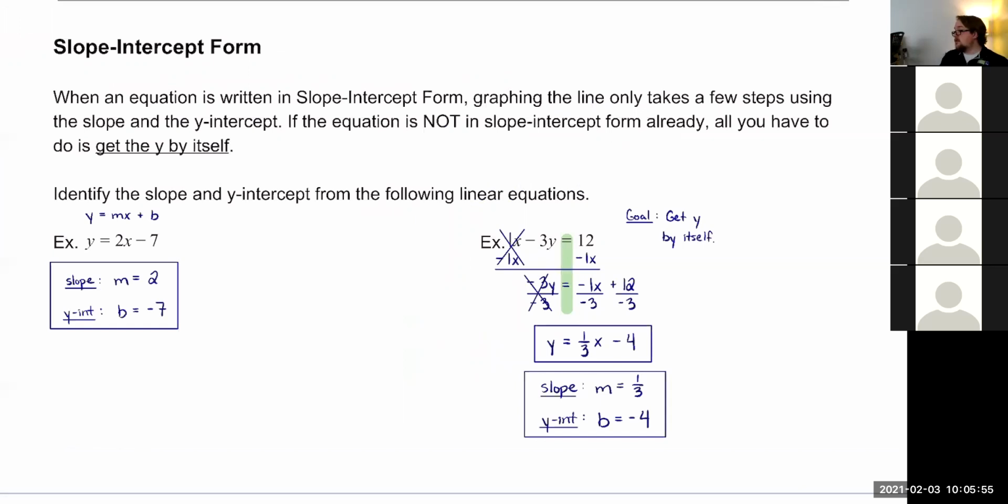Questions so far? Sometimes I'm bad about pausing. If not, we can move on to see just how useful slope-intercept form is to us in comparison to the very boring method you used yesterday for graphing.